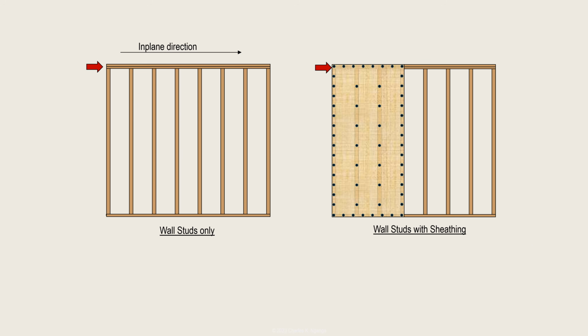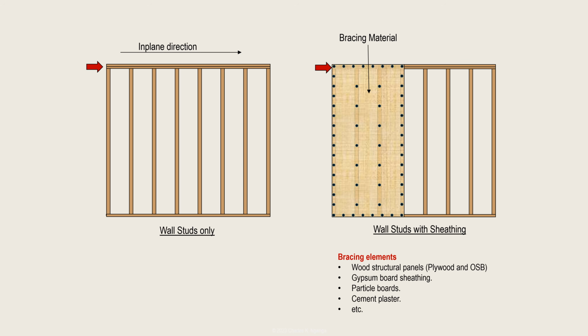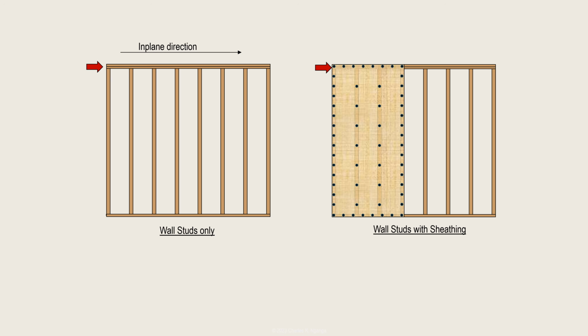Wall bracing essentially consists of two functional elements in addition to the wall framing. First, the structural elements providing the in-plane stiffness. These structural elements include wood structural panels such as plywood and OSB, gypsum board sheathing, particle boards, cement plaster, and others. The second elements are the fasteners attaching the stiff element to the studs. The size and spacing of fasteners is an important component of the strength and stiffness of the braced wall.